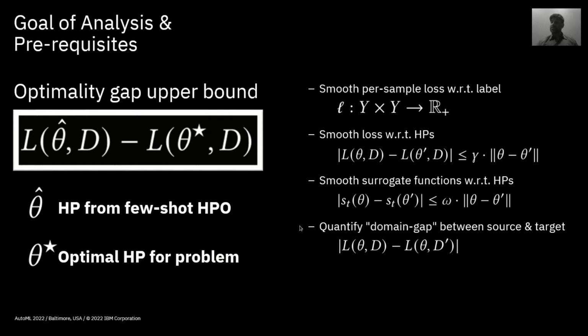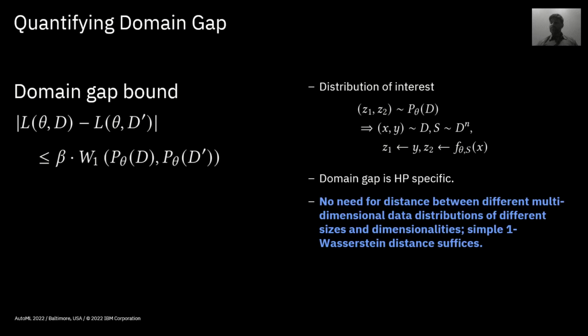Another critical component is the quantification of the domain gap, the differences in the losses for the same hyperparameter between a source task and a target task. We present a novel bound for this domain gap between any two distributions D and D prime as a scaled one Wasserstein distance between distributions P sub theta D and P sub theta D prime derived from D and D prime respectively. This derived distribution P sub theta D is a bivariate distribution of the true label Y and the trained model prediction F sub theta S of X on a sample XY from D. The model is configured with hyperparameter theta and trained with set S also sampled from D.